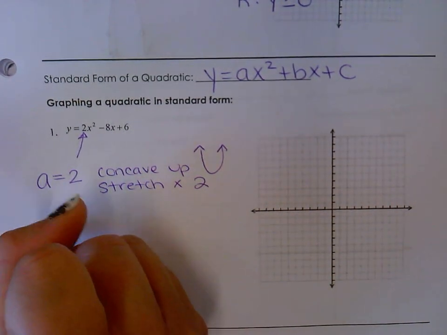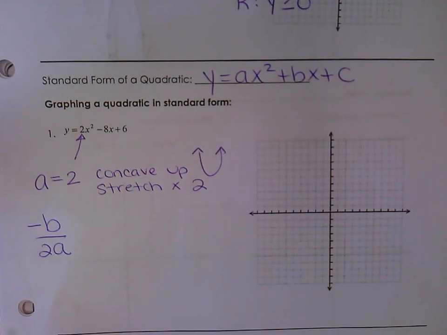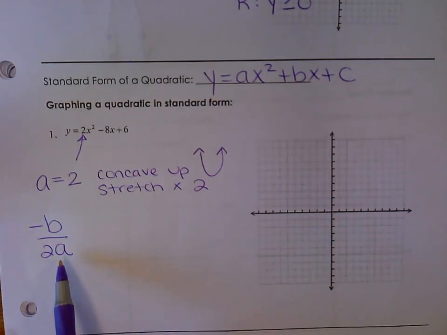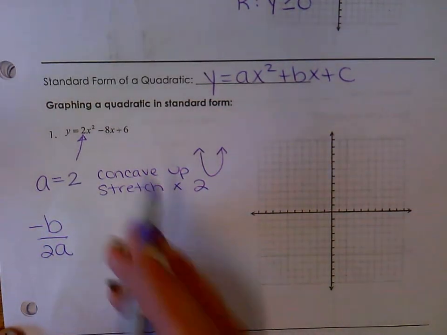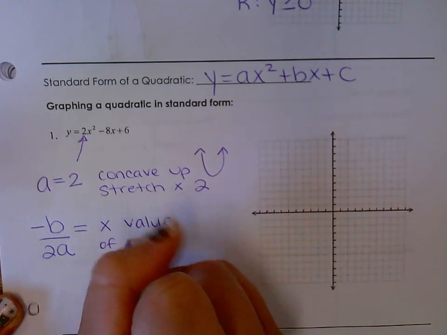So negative B over 2A. Does that sound familiar? That should have been drilled into your head in Algebra 2, but you probably forgot it. But negative B over 2A is kind of like a formula you need to have memorized because it's how to graph a quadratic. It's also part of the quadratic formula. This is going to give me my vertex. It's going to give you the x value of your vertex.